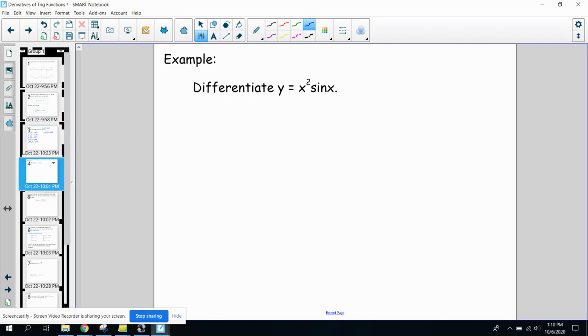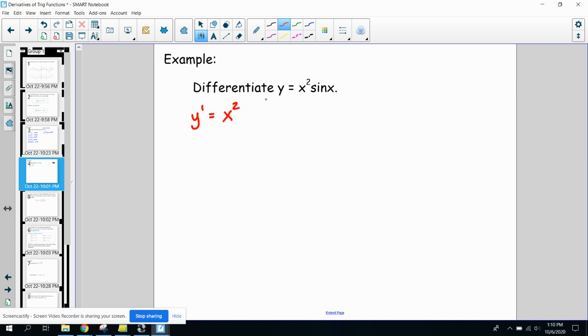Okay, here we're going to look at another example. We want to just differentiate this, so we're going to find y prime. Now this function here has an x squared and a sine x. They are attached through multiplication, so we must use the product rule here. Remember that the product rule is going to be the first times the derivative of the second. So the first would be x squared.